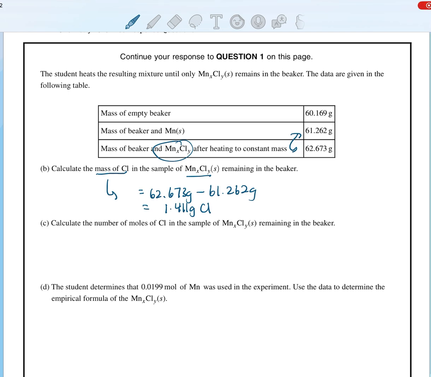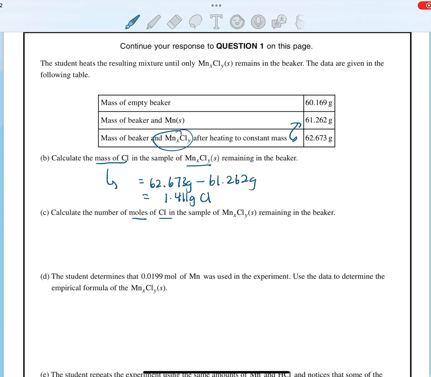Now that I know the grams of chlorine, I'm being asked to convert this into moles. There are many ways you can do this. I like to use the mole formula, which is n equals m over molar mass, mass over molar mass. So the moles of the chlorine is going to be 1.411 grams divided by the molar mass, 35.45 grams per mole. The grams will cancel out, and the mole will reciprocal to the top, and that will give me a mole value of 0.03980.